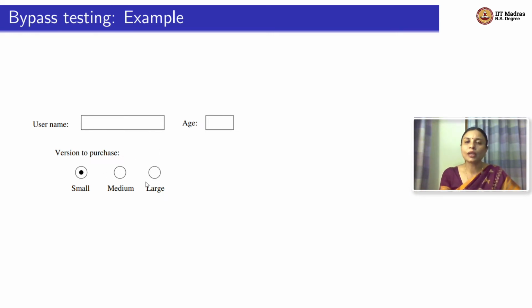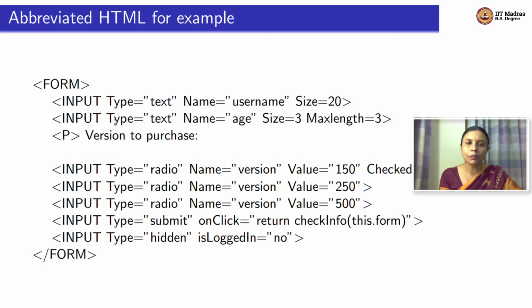The version to purchase is a radio button. The first input type is text, and it takes a username, with a size of 20 characters, a maximum of 20 characters. The second input type is another text, for age. Its size is 3 characters, because an age cannot be 5,000, and the maximum length allowed is 3. So it puts some conditions.